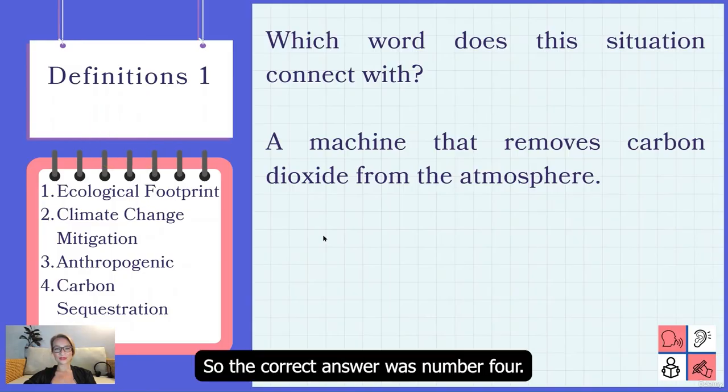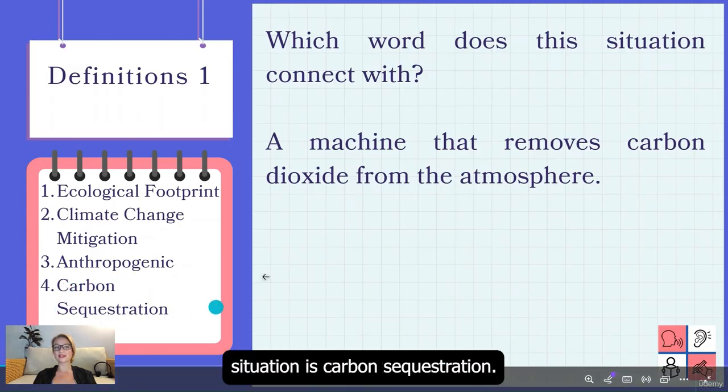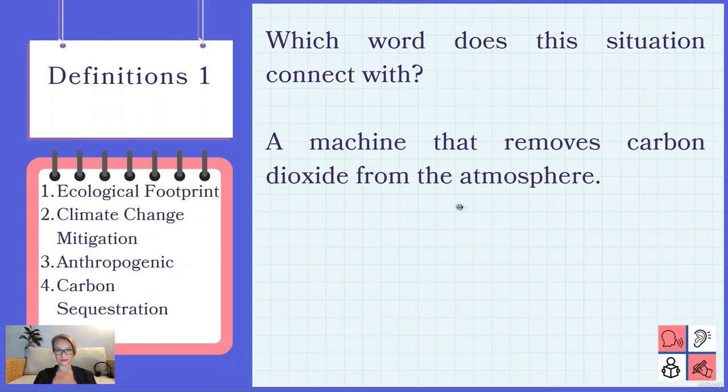Okay, so the correct answer was number 4, carbon sequestration, because it captures and stores atmospheric carbon dioxide to reduce global warming. So we are talking about a machine that removes carbon dioxide from the atmosphere. So the word that best connects with this situation is carbon sequestration. How did you do?